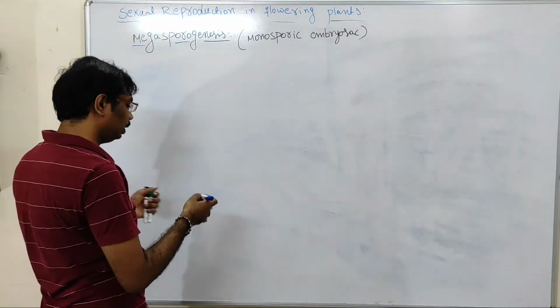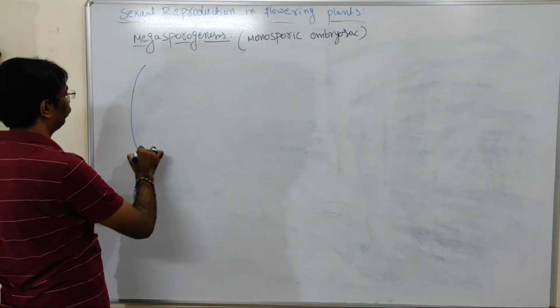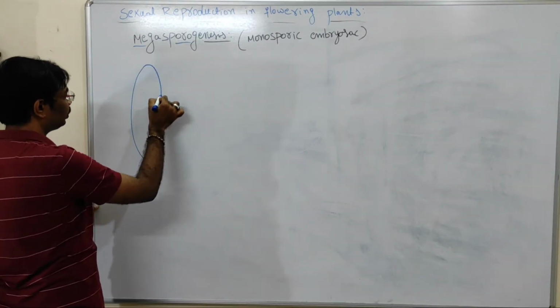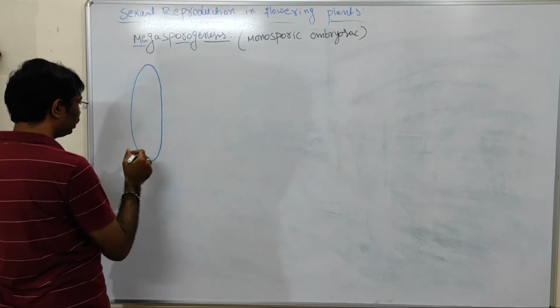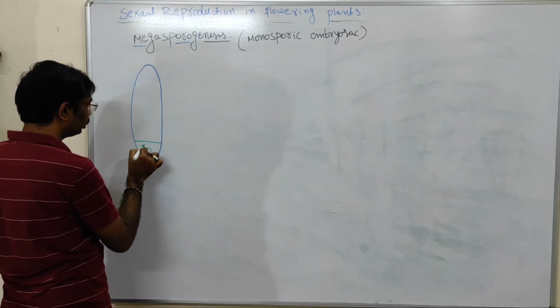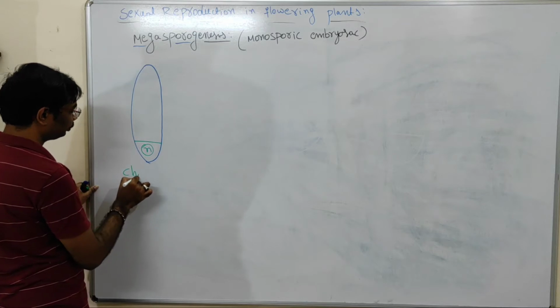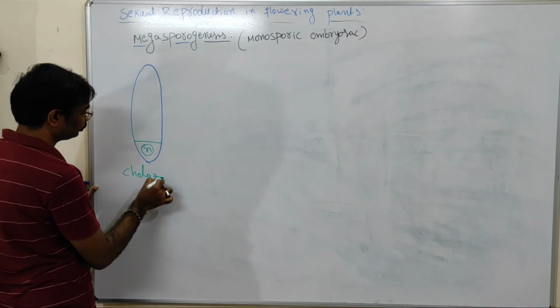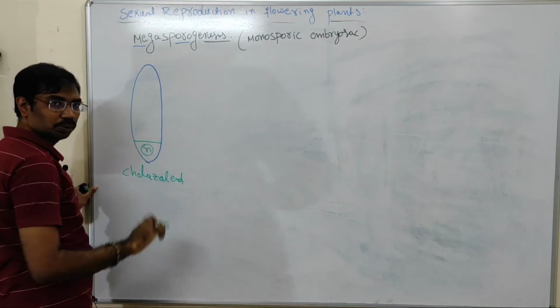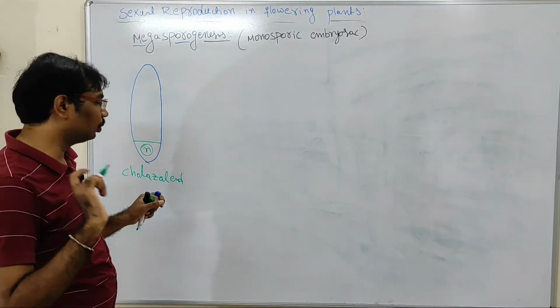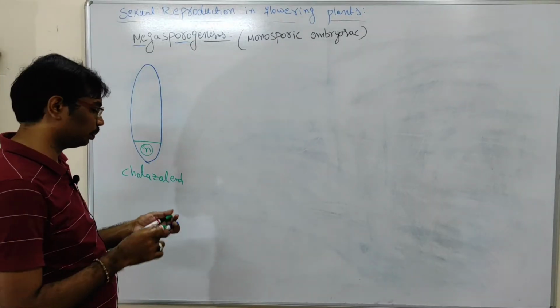Okay, now see here, only one megaspore is present. The megaspore is present towards the chalazal end. How many nuclei does this megaspore contain? One nucleus is present in this megaspore.